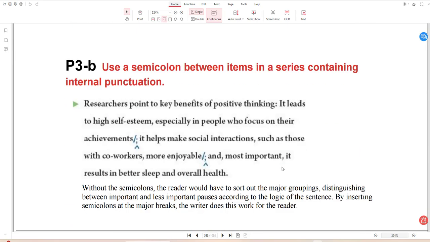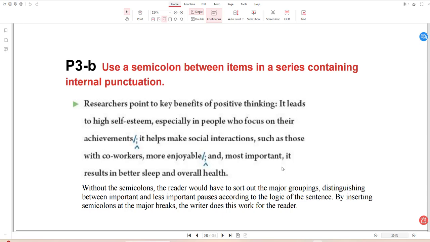Use a semicolon between items in a series containing internal punctuation. Researchers point to key benefits of positive thinking: It leads to high self-esteem, especially in people who focus on their achievements; it helps make social interactions, such as those with coworkers, more enjoyable; and, most important, it results in better sleep and overall health.